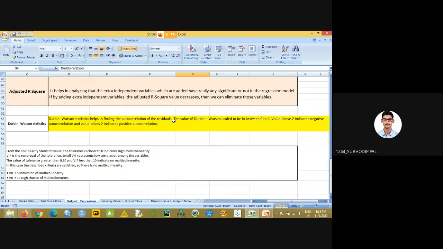What do you mean by autocorrelation? The relationship between the variables of the current value and the past.